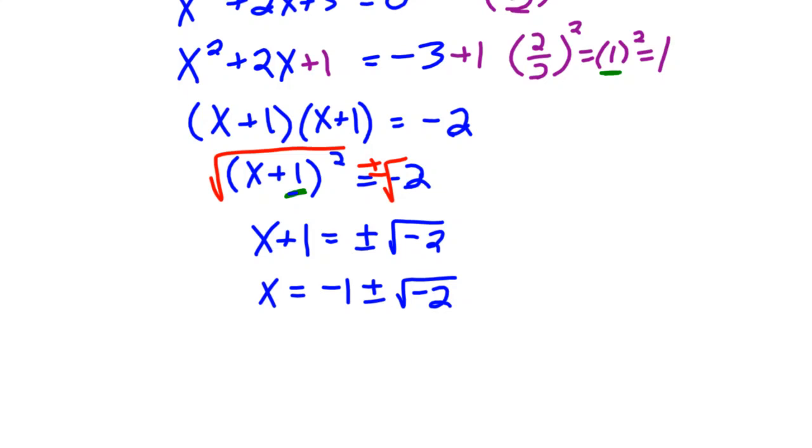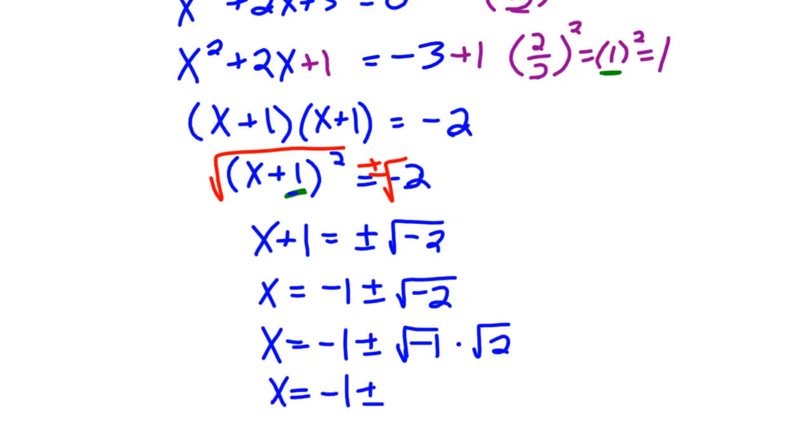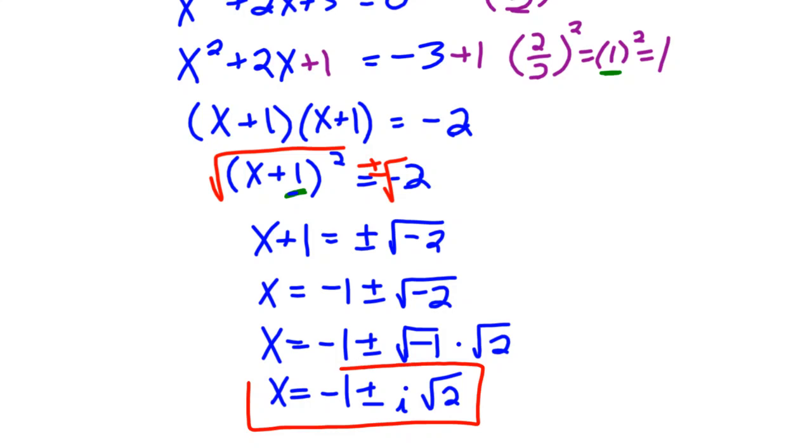So what we want to do is, I'll do it step by step. We want to write this as rad negative 1 times rad 2. And the square root of negative 1 can be written as i. And there we go. And that is our final answer.